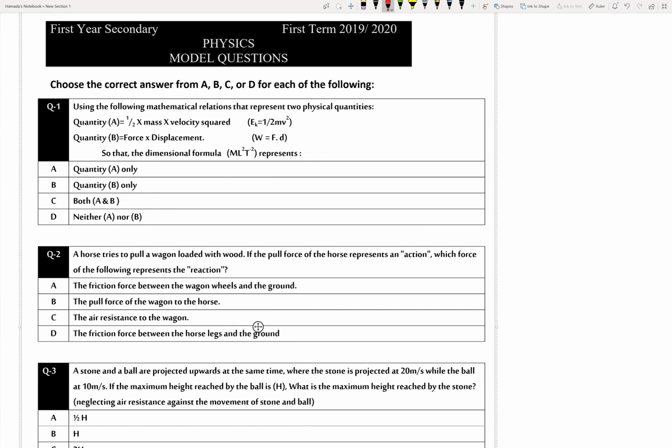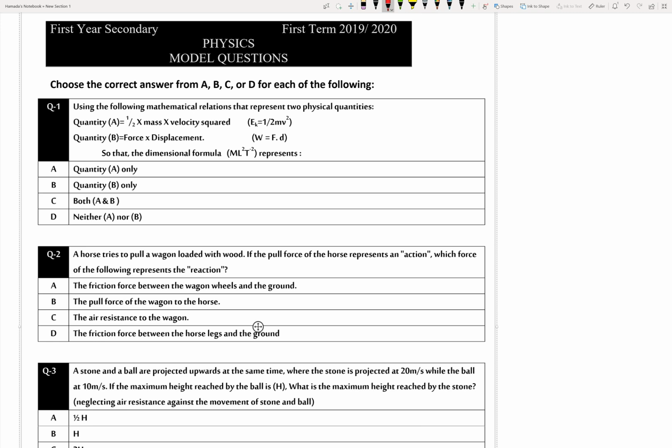I'm going to solve these physics model questions of the first year secondary first term 2019 and 2020. All the following questions are multiple choice questions, and I'm going to solve them with simple steps and explanation as you can see as following. Right, let's start. Question 1.